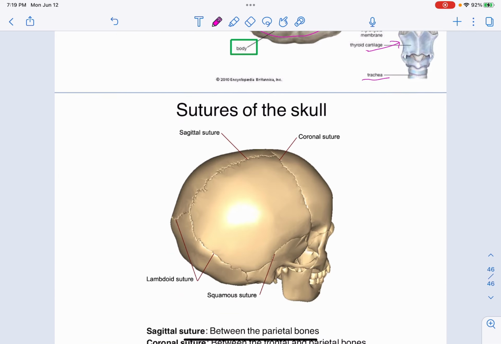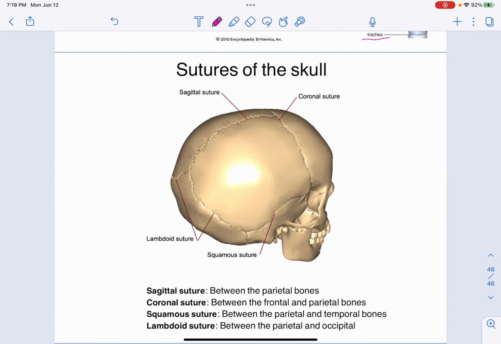All right, the last topic I'm going to go over is the sutures of the skull. There are four sutures that you need to be able to identify. The coronal suture, and if you remember the coronal plane, like wearing a crown, is what is shown here. That is the coronal suture. Each of these bones was formed separately in the skull during development, and then they fuse together, and there are suture lines.